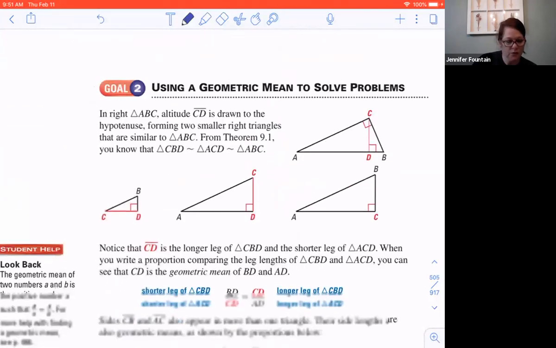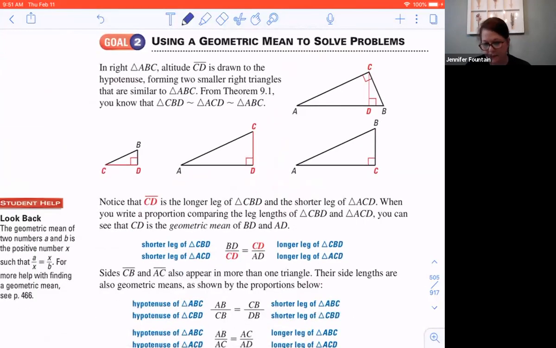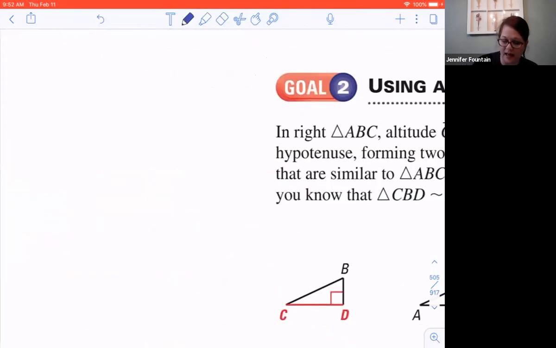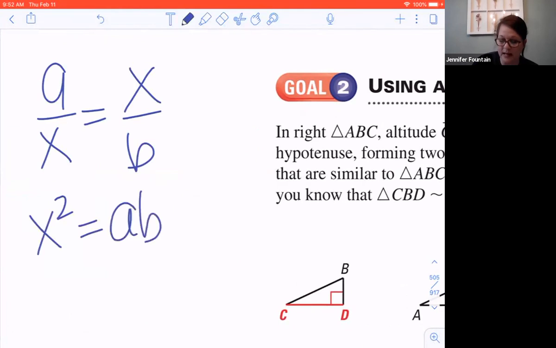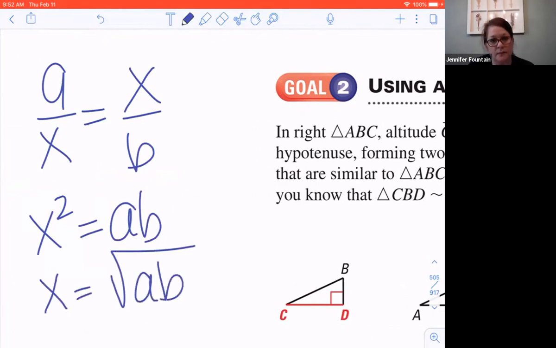Now let's go ahead and look at goal 2 on page 529. It says using a geometric mean to solve problems. Okay, so let's stop and think about geometric mean. Okay, we've looked at that previously. And remember, the geometric mean was where I would have A over X is equal to X over B. And remember, we said when I cross multiply, I'm going to have X squared is equal to A times B. So to solve for X, that means I've got the square root of AB.